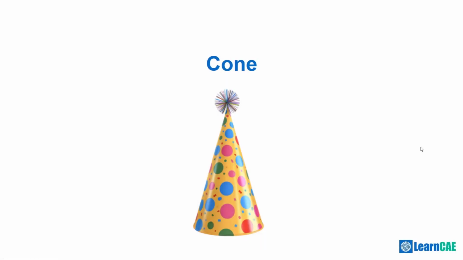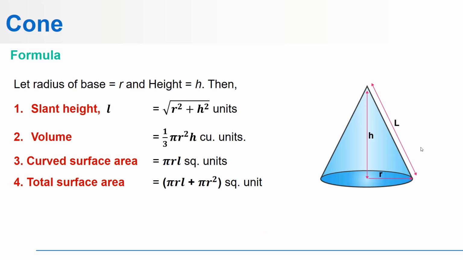In this lecture, we shall see problems related to cone. We shall quickly check the formula. Let the radius of the base be r and the height be h. The base circle radius is r and the height is h. Then the slant height L is given by square root of r square plus h square. This forms a right angle triangle here, hence we can use this formula.